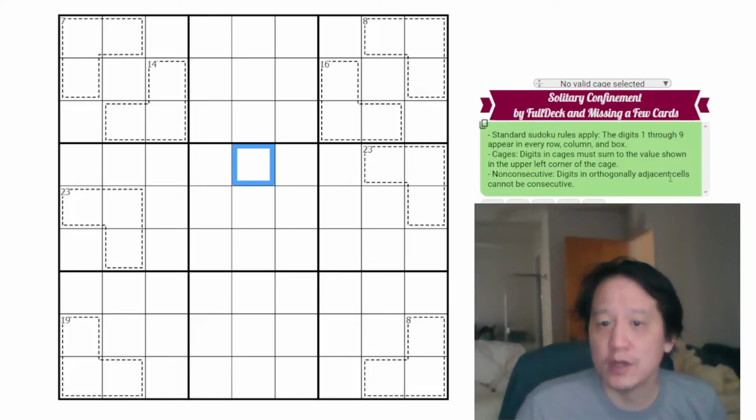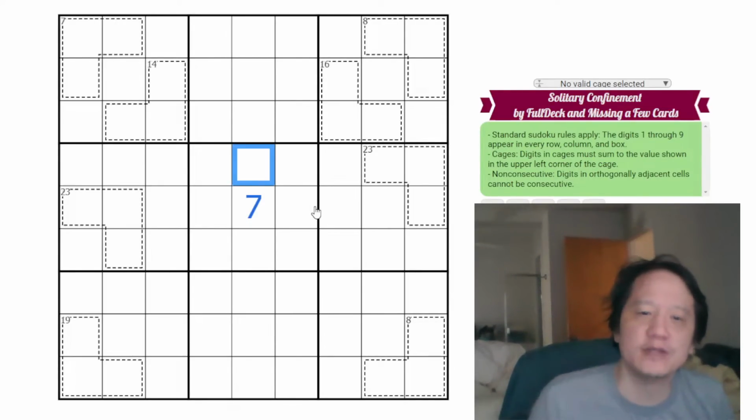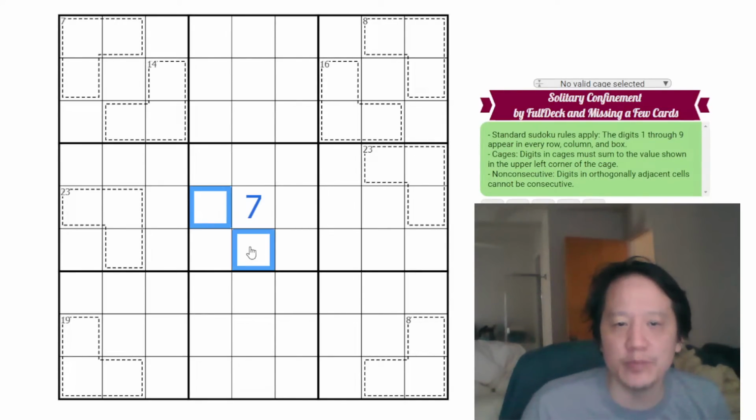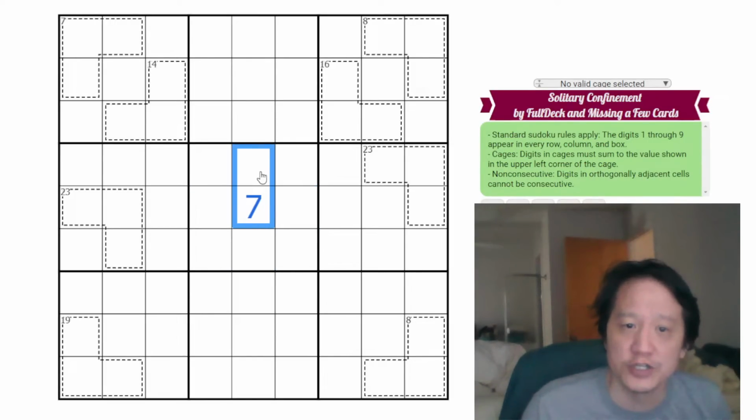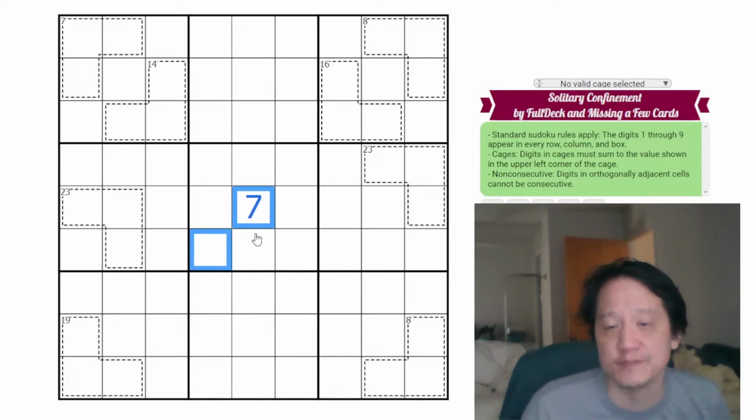Non-consecutive. Digits in orthogonally adjacent cells cannot be consecutive. So that means, interesting, if say this was a 7, that means 6 and 8 cannot be orthogonally adjacent to it. Orthogonally means just sharing an edge. So this is orthogonal, this is orthogonal, this is orthogonal. These two are not orthogonal. It's diagonally adjacent, but not orthogonally adjacent. And those are the rules of the puzzle.